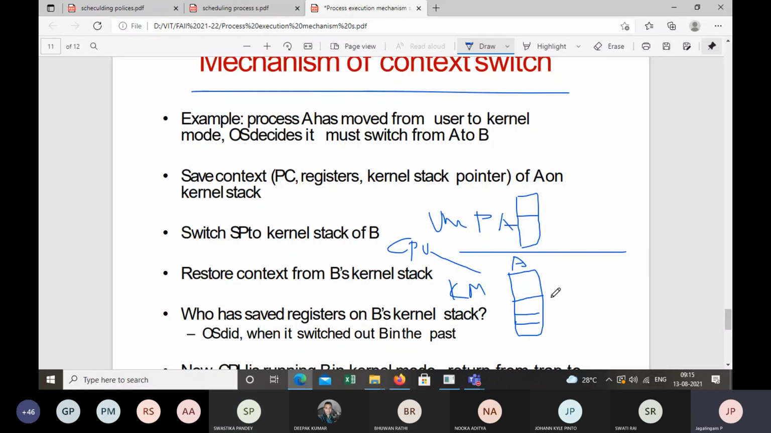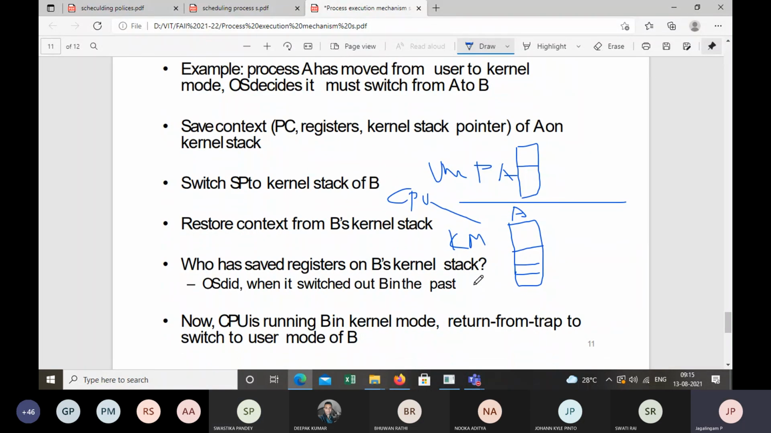Now in the kernel mode, you have a stack pointer. The stack pointer points to the PC value of which process? Process A. Good. Now the stack pointer points to the kernel stack of A. Then what do we do? We need to switch. The operating system decides to switch to the other process. So what do we do?